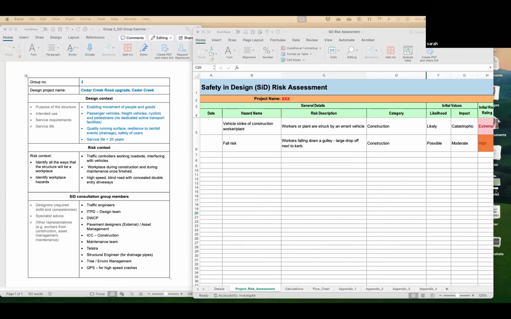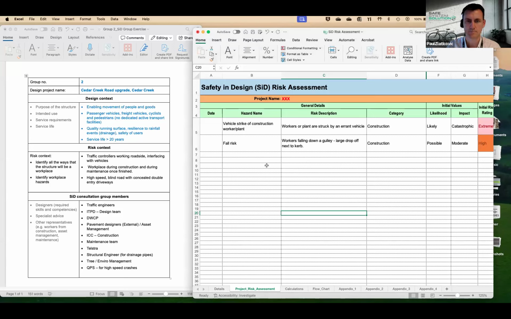So the Cedar Creek Road upgrade, Cedar Creek. We had Alex, Josh, Loz, Nick, Sarah as part of that group. Yep. I can just share my screen for that one. Can you guys see that? Yeah, perfect. We can see your risk context and your group members and your risk assessment.